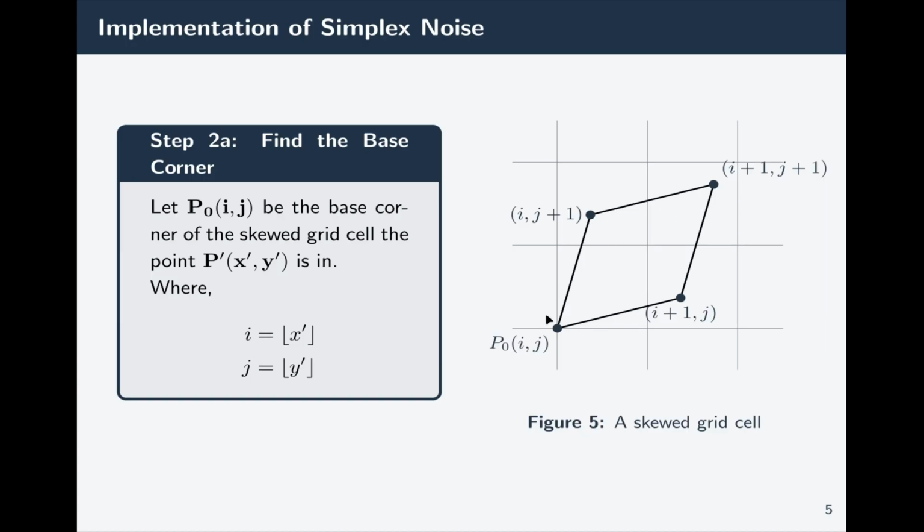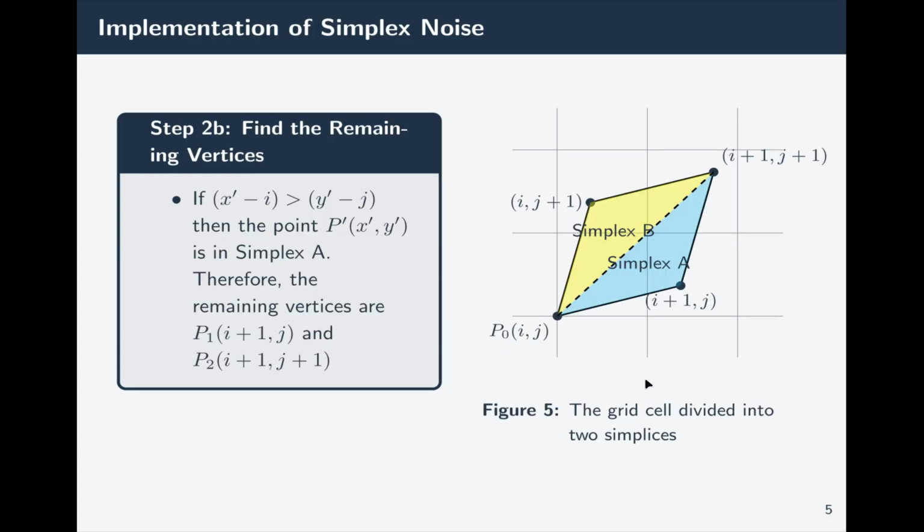Our point lies in this cube cell, and P0 is the base corner. We can find P0 by simply taking the floor of our coordinates. The main diagonal divides this grid into two simplexes. The main diagonal is represented by x equals y. If x is greater than y, the point is in this region, otherwise the point is in this region. We have already handled the integer part.